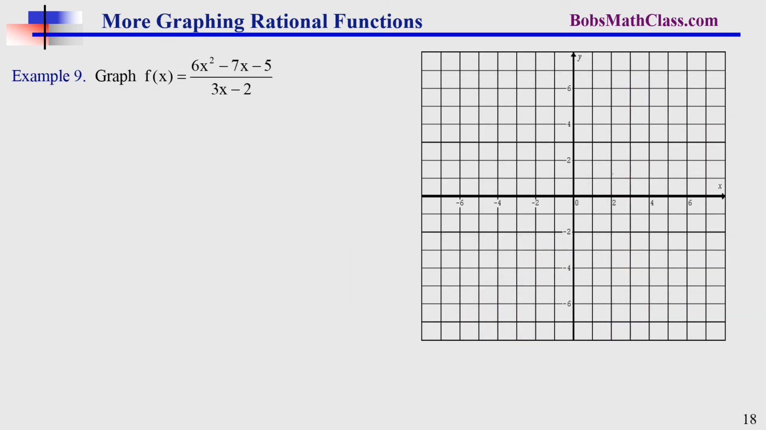All right, here's another one. Vertical asymptote. We set the denominator equal to 0, so 3x minus 2 equals 0, and solve that. You get 2/3. I didn't really show the work. You could do that. Oblique asymptote.